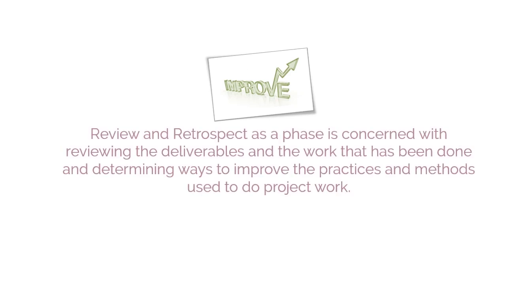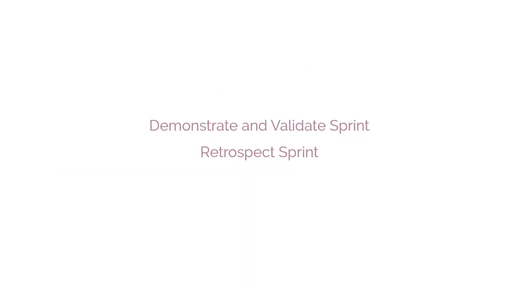Now, let's just have a quick wrap-up of what we've learned in this video. So far, we have seen that review and retrospect, as a phase, is concerned with reviewing the deliverables and the work that has been done and determining ways to improve the practices and methods used to do project work. This phase is carried out through processes, Demonstrate and Validate Sprint, and Retrospect Sprint.